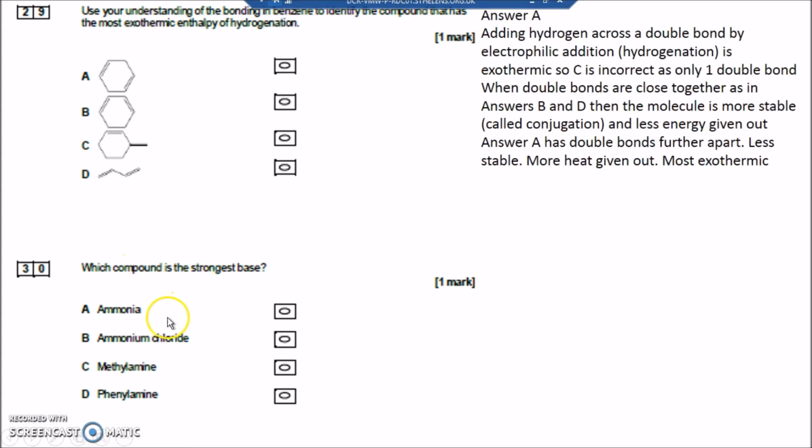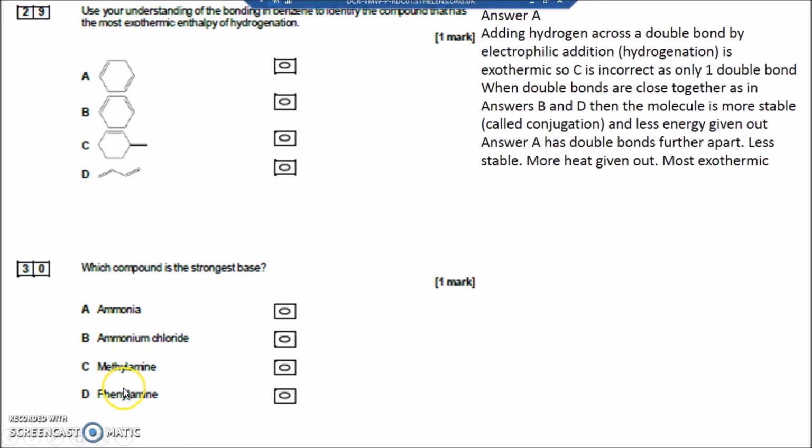Which compound is the strongest base? Another tough question here. So you're looking for something with a lone pair of electrons. So ammonia, NH3, has got a lone pair of electrons on the N. So has methylamine, CH3NH2. And phenylamine, a benzene ring with an NH2, has also got a lone pair of electrons on the N. Ammonium chloride is an ionic compound, so it's exchanged electrons between its NH4 plus and Cl minus, so it's not got a lone pair of electrons.